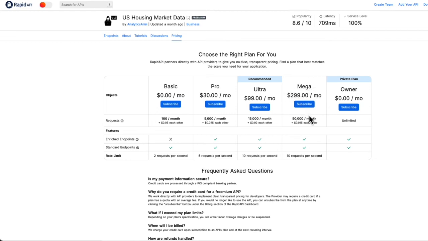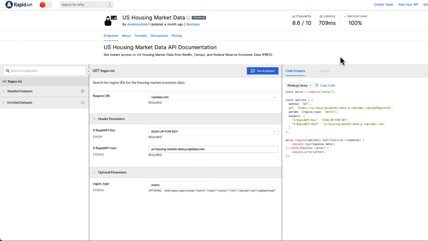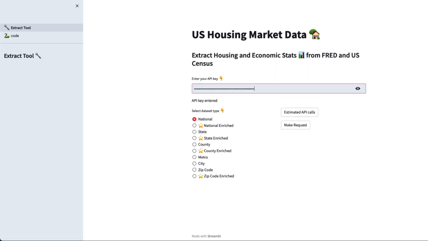So once you have subscribed to the API, you can then come back to endpoints and you will see that you have an API key. Because I'm not signed in, I have signed up for API key, but you will have an actual code here. This code is now what you bring over to the app. You enter in your unique API key. So I'm going to bring over my API key so we can walk through an example. Here I enter in my API key and I press enter. I now get returned API key has been entered.